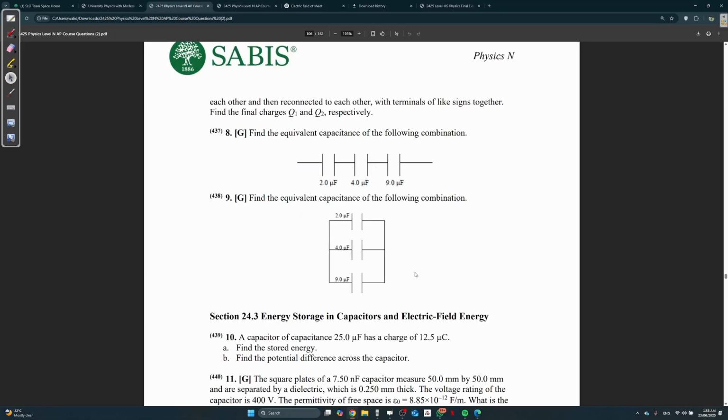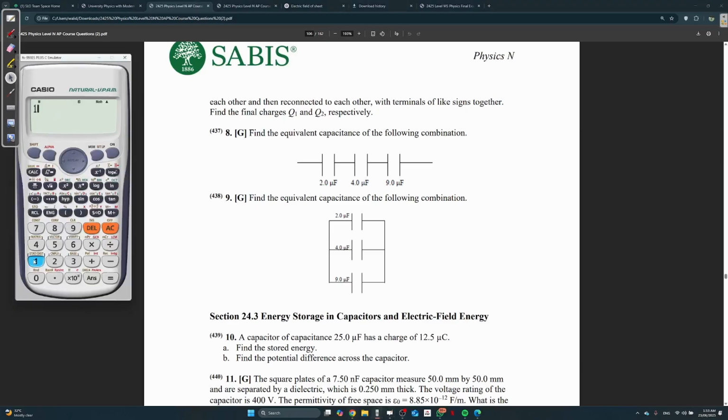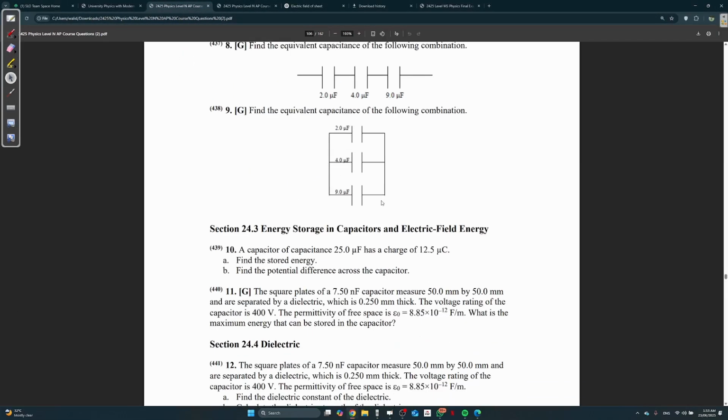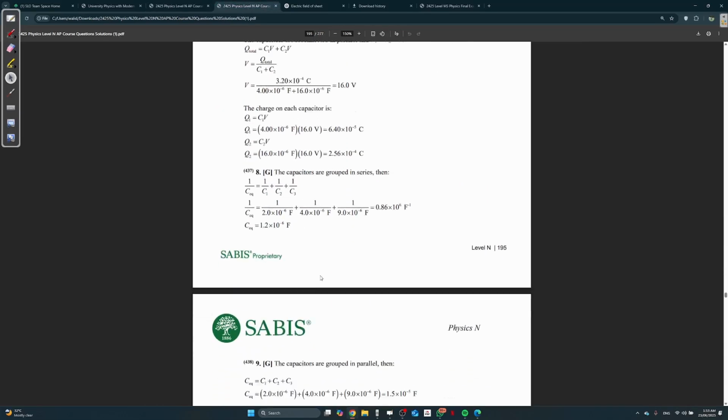1 over 2 plus 1 over 4 plus 1 over 9. Let me just do it to demonstrate. 1 over 2 plus 1 over 4 plus 1 over 9. And then you flip it. You get 1.16. To 2 significant figures, it's 1.2. Here, what's the equivalent capacitance? They're in parallel. So what do you do if they're in parallel? You add normally. So 2 plus 4 plus 9 is 15.